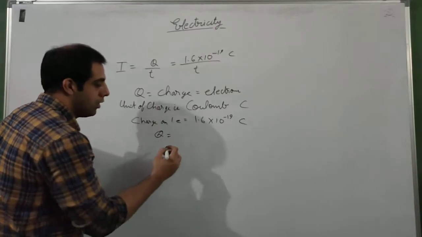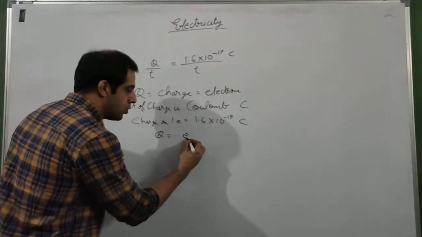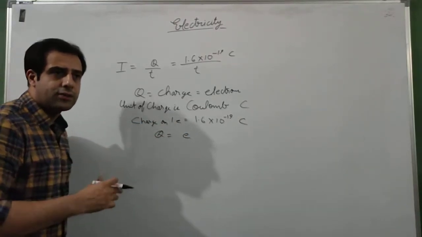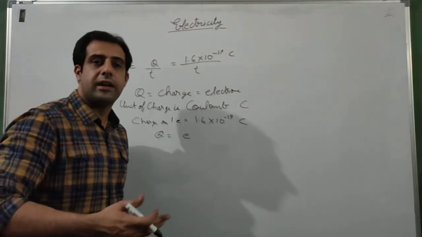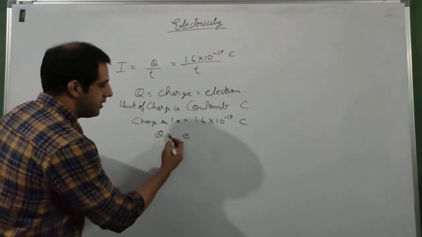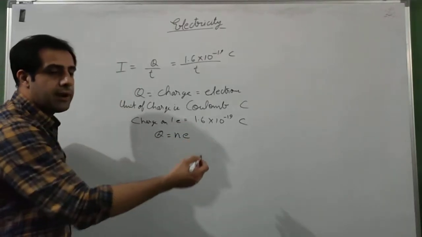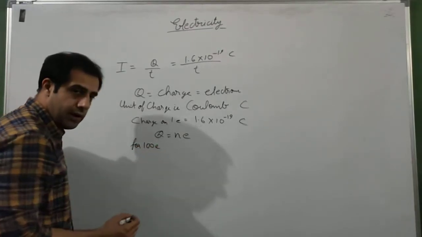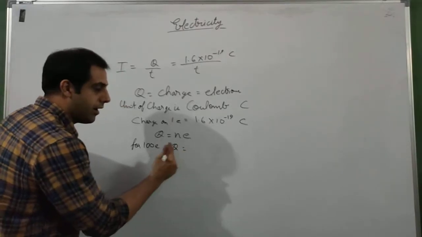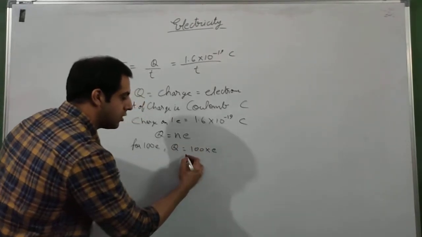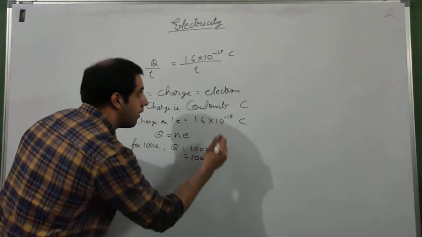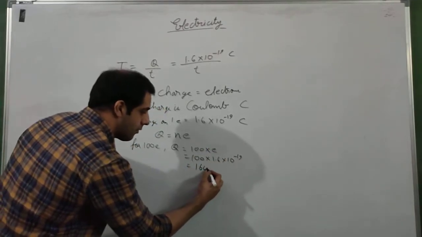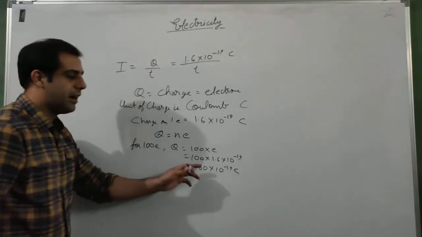So if there is one electron, then Q is equal to the charge on the electron. If there are more than one electron, suppose 10, 20, 100, 1000, n number of electrons, then the total charge will be equal to n multiplied by the charge on one electron. So if there are 100 electrons, the total charge will be 100 into 1.6 into 10 to power minus 19, which is 160 into 10 to power minus 19 coulomb.